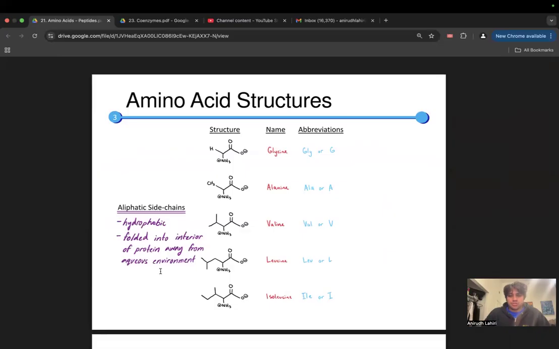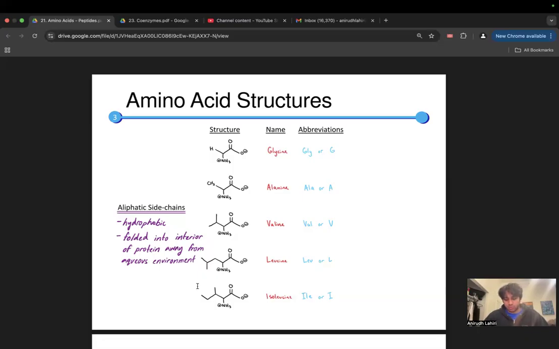Okay, amino acid structures. So glycine, alanine, valine, leucine, isoleucine. These are the aliphatic side chains. They're the ones that are hydrophobic. So they're the ones that are generally folded into the interior of a protein when we're in an aqueous environment. Recall that nonpolar favors nonpolar, polar favors polar, right? So since these are the nonpolar amino acids, we want to minimize their interactions with an aqueous solvent, i.e. like water or salt, which is why they'll be on the inside, right?